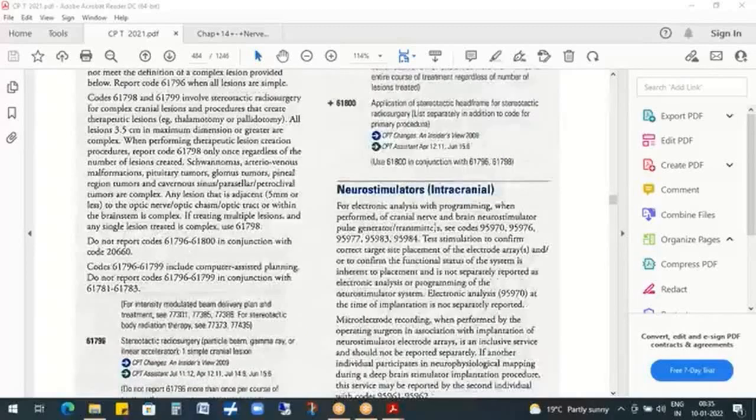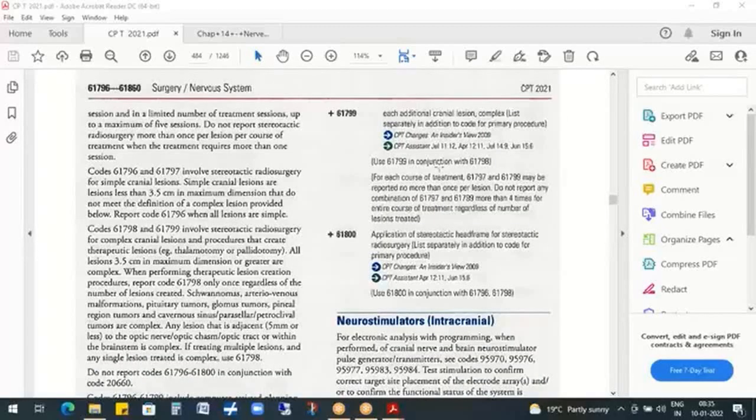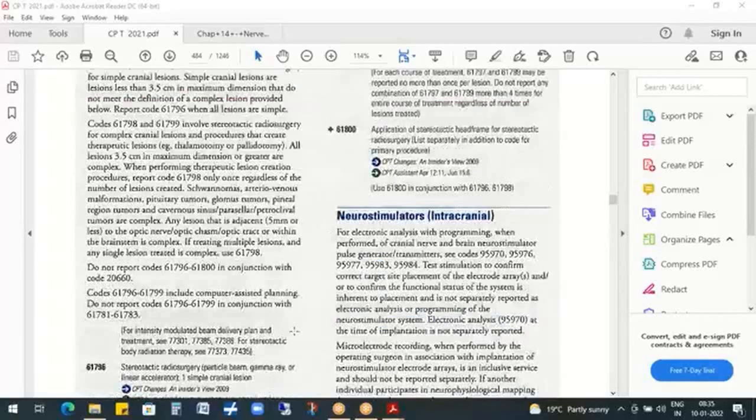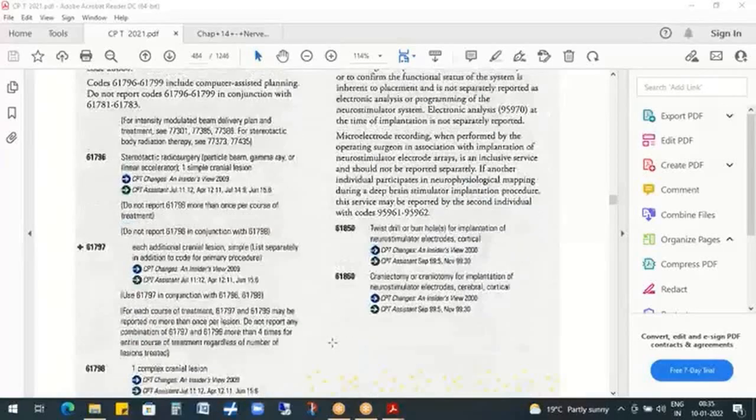61798, 61799 is a pair. That is for complex lesion. Understood, Geeta Kumar? You coded both codes. Sir, I didn't understand. See, total how many lesions are destroyed? Total how many lesions are destroyed? See, that's what I'm explaining. Total how many lesions are destroyed? 6. 6 lesions are destroyed.